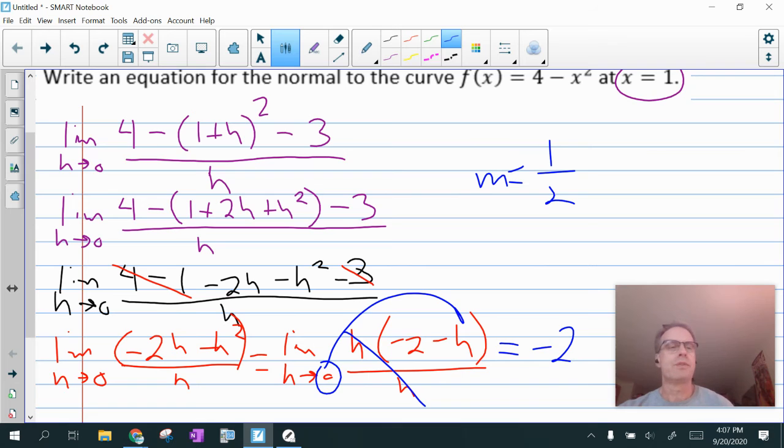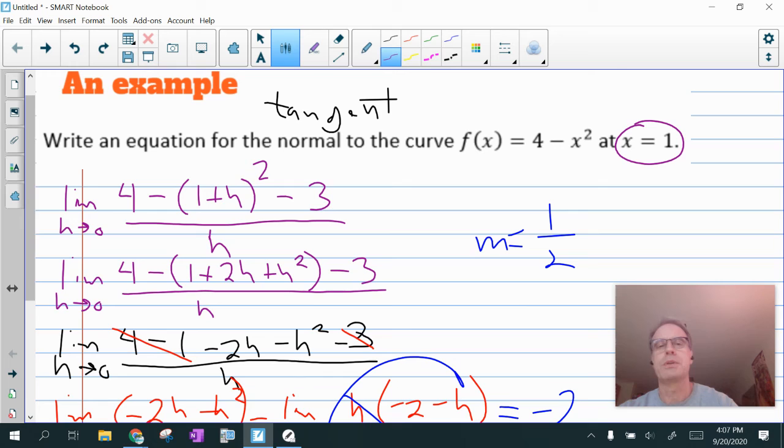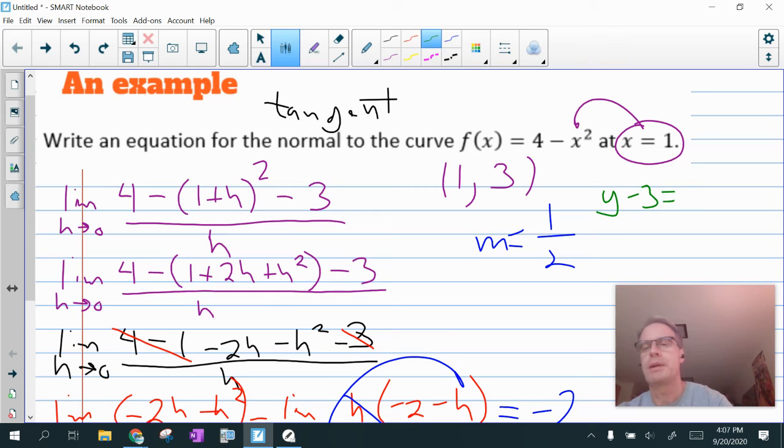Well, I still need to figure out what the corresponding y-coordinate is, way back at the beginning, when x equals 1. So now I have my point. I can say I'm looking at the point 1, comma, substitute 1 in there, and I'm going to be looking at 3. So I now have my point, I have my slope, and I'm ready to use my point-slope formula to say y minus 3 equals 1/2 times x minus 1.